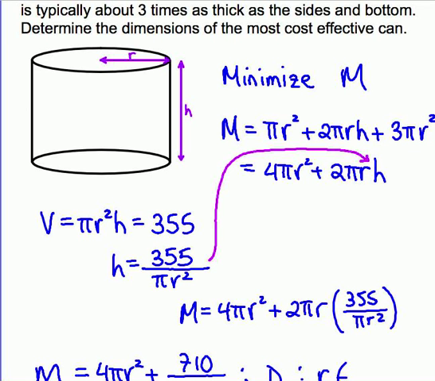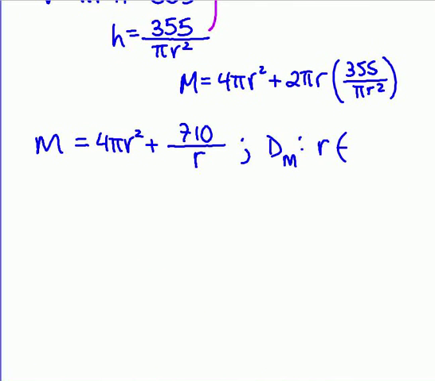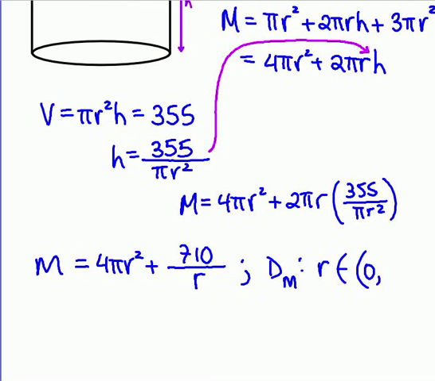And by making it very close to 0, as this gets close to 0, the height has to just keep getting longer and longer and longer to accommodate the 355 cubic centimeters. So my minimum radius would be slightly larger than 0. It can get infinitely close to 0. Can't get to 0 because if it was at 0, we wouldn't have a cylinder anymore. And what is my maximum radius?